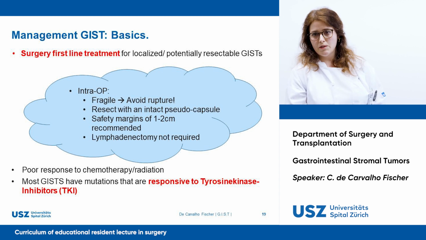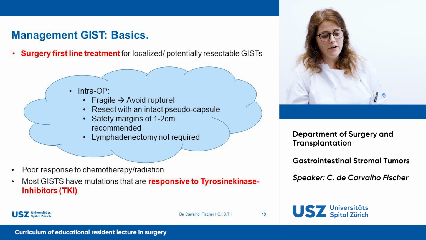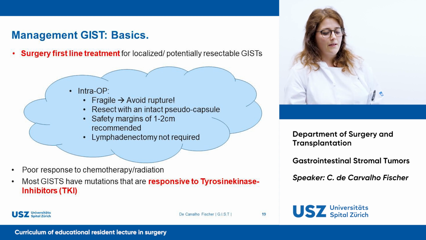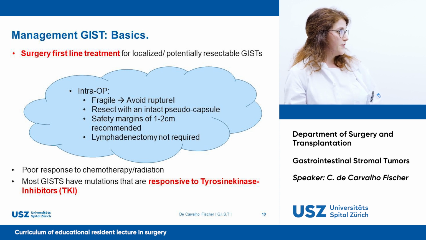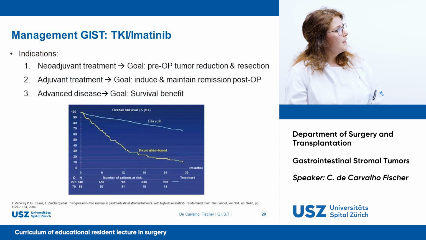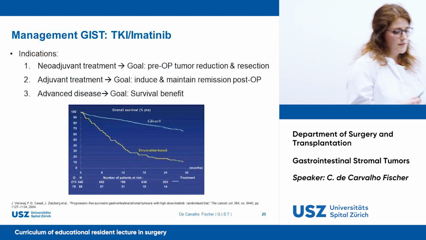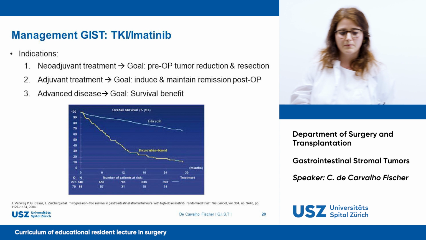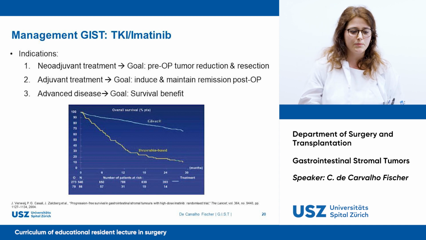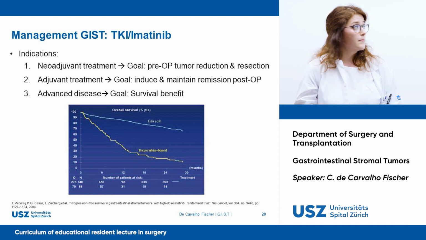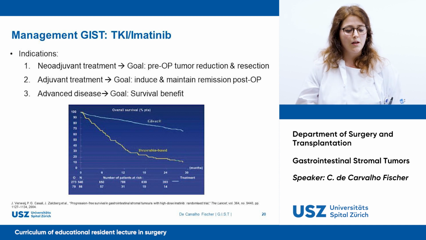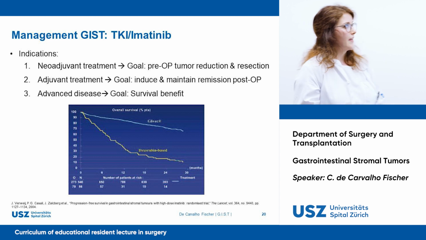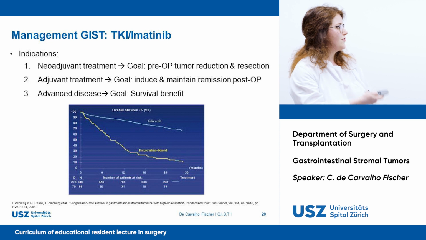GISTs show poor response to classical conventional chemotherapy and radiation, but they are responsive in most cases to tyrosine kinase inhibitors. Let's talk about tyrosine kinase inhibitors. We can use these with a neoadjuvant goal in mind, with the idea of reducing the tumor preoperatively. We can use them with an adjuvant goal in mind in order to maintain remission after surgery, or we can use them to improve survival in advanced disease.